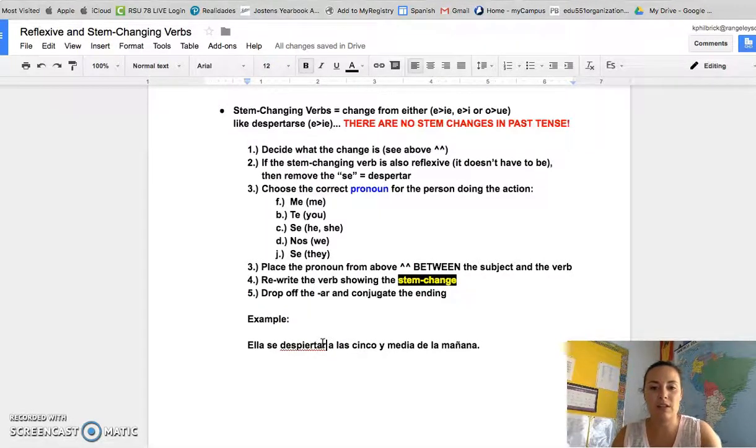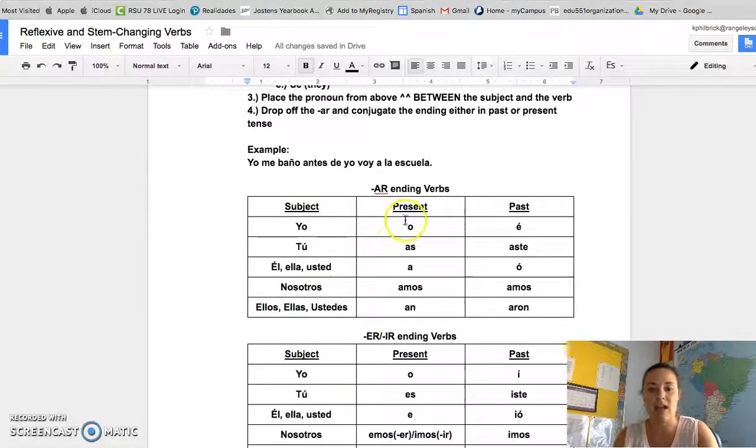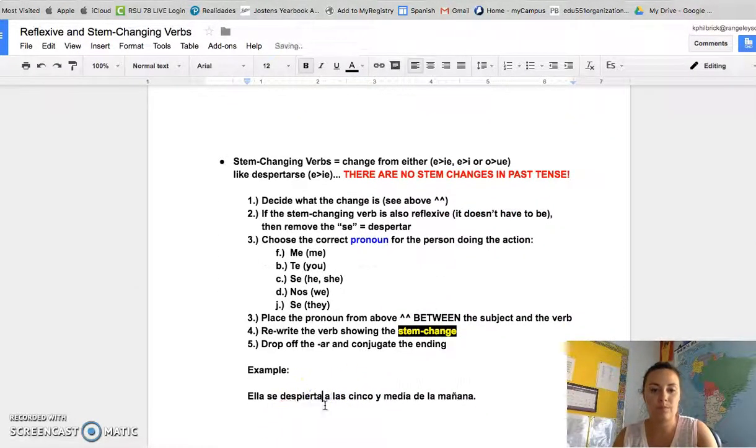Now I'm going to the last step, step 5. I'm taking off the AR, okay? And if I'm not sure, I can go back up to my chart. Despertar is AR ending. I want it in present tense. So for she, for ella, the ending would be A. So the sentence then says, ella se despierta a las 5:30 de la mañana. So I changed it from the original, so I'm not talking about myself anymore, but she wakes up at 5:30 in the morning.